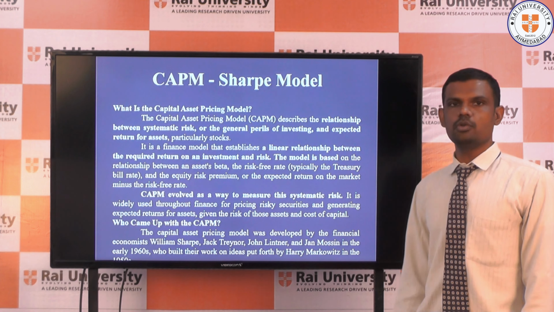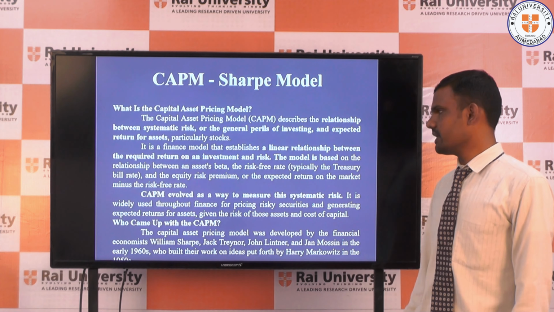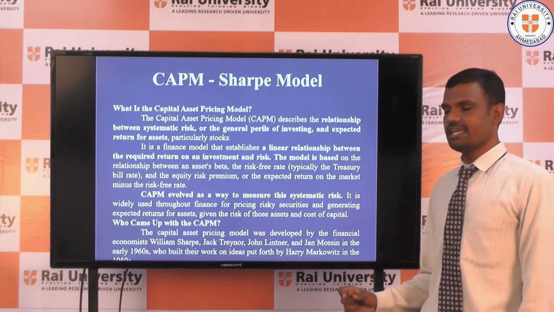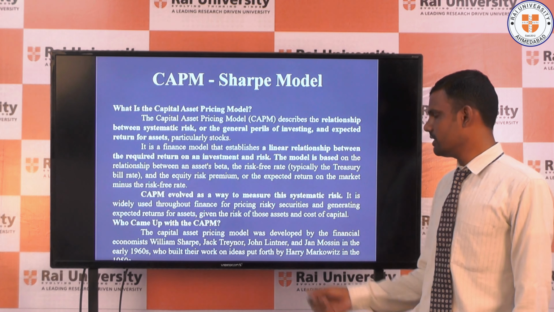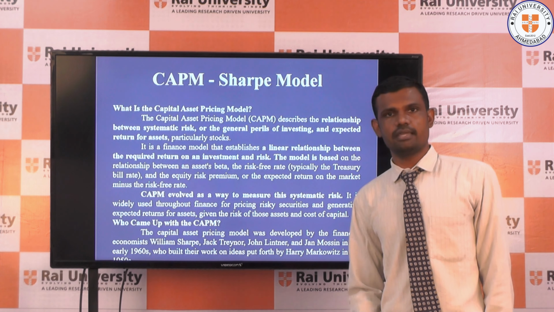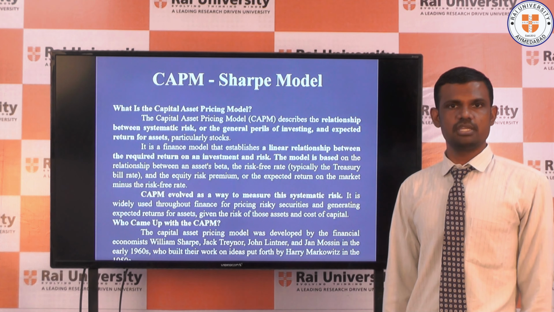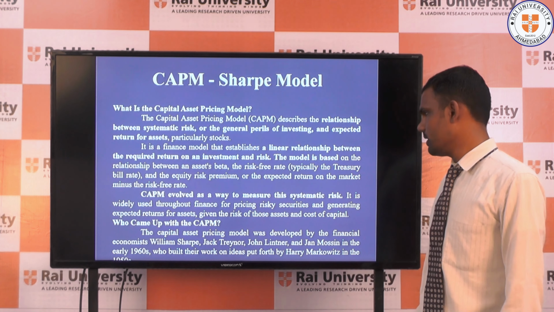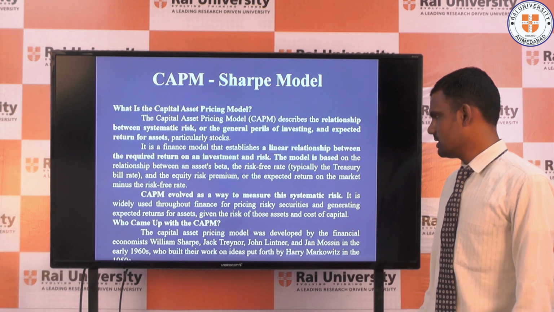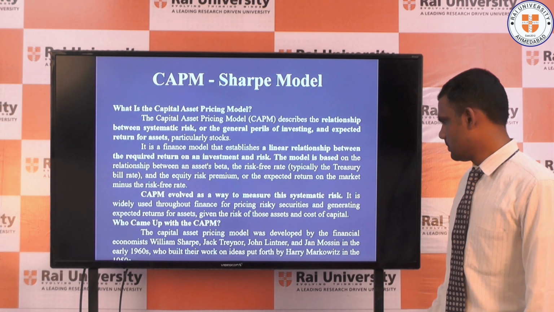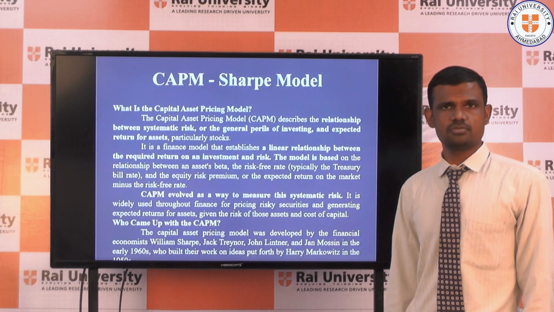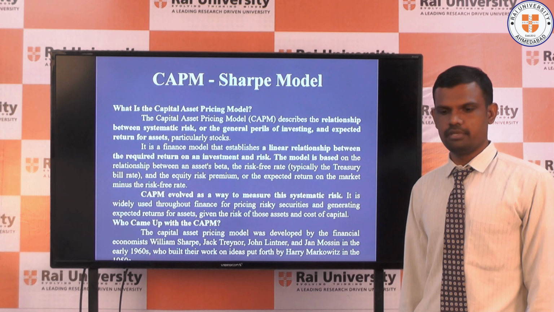Now it is widely used throughout finance for pricing, especially for risky securities, and for generating the expected return for an asset given the risk of that asset and the cost of capital. Now here a simple question will arise: who is the founder of this model? The founders of this model were economists William Sharpe, Jack Treynor, John Lintner and Jan Mossin in the early 1960s. It was found around that time period.